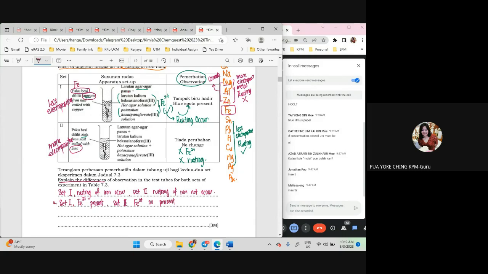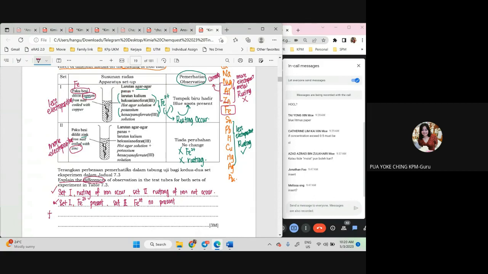Ini ialah daripada you punya observation. Okay, dia kata explain observation. Of course lah, saya tak boleh salin balik. Okay, set 1 ada tompok biru, set 2 tak ada tompok biru. So, tompok biru itu akan memberitahu anda Fe2+ ada ke tak ada. So, you punya explain differences. First point is set 1 ada Fe, set 2 tak ada Fe. So, daripada Fe saya tahu set 1 pengaratan berlaku, set 2 pengaratan tidak berlaku.